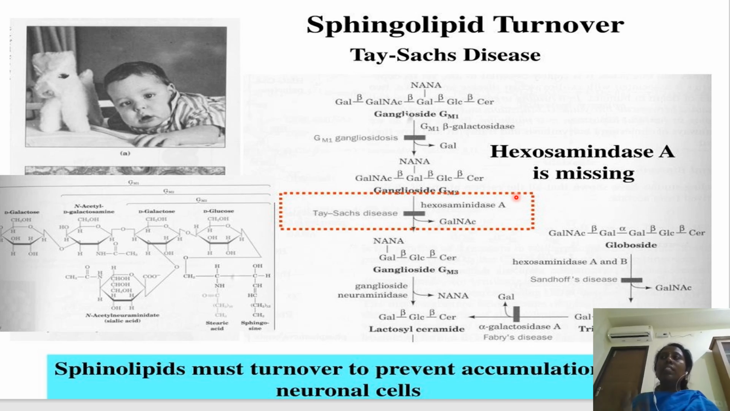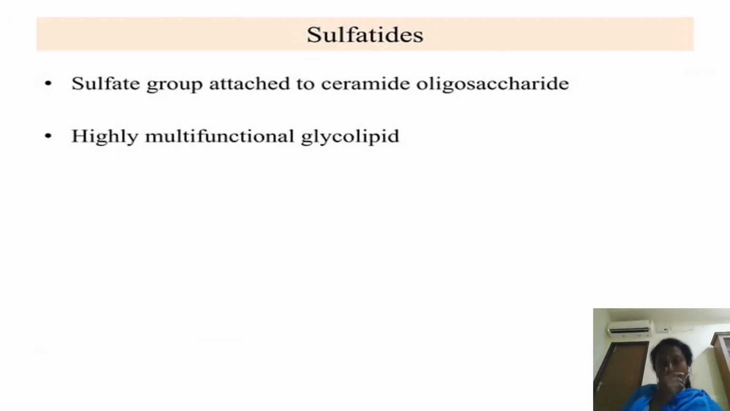So if there is a genetic deficiency of this particular enzyme, then sphingolipids must turn over to prevent accumulation in the neuronal cells. If they are stored, it leads to the formation of Tay-Sachs disease. The other form of sphingolipids is sulfatides, where a sulfate group is attached to the ceramide oligosaccharides. Sulfatides are a highly multifunctional form of glycolipids.